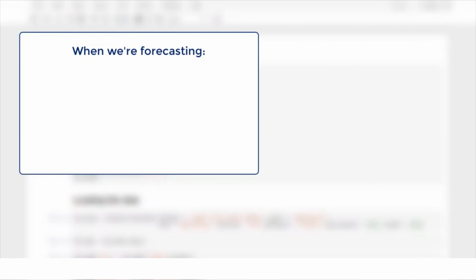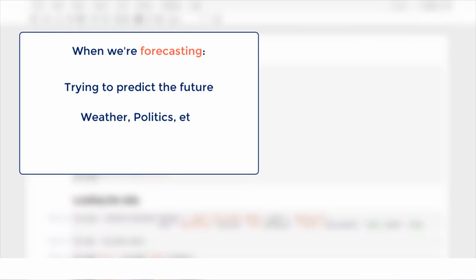Okay, for starters, when we're forecasting, we're basically trying to predict the future. This word should sound familiar, since we often hear about it on the news, be it in relation to the weather, politics, or another topic. Colloquially, we use predict and forecast interchangeably. However, there's a very intricate distinction between the two, which we'll explain later in the course.